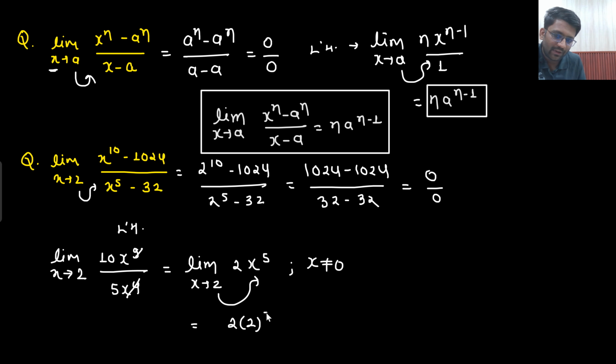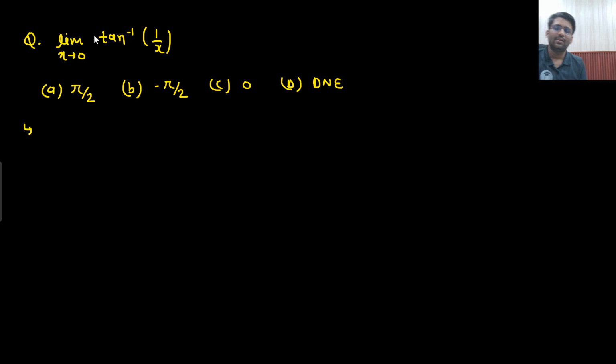2 multiplied by 2 to the power 5. Right? What is 2 to the power 5? 32. 32 into 2, 64. That's it. This is the answer. So these kind of questions are very straightforward. In the examination, just check if it is 0 by 0 or not.